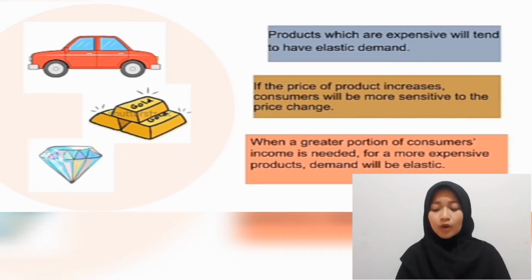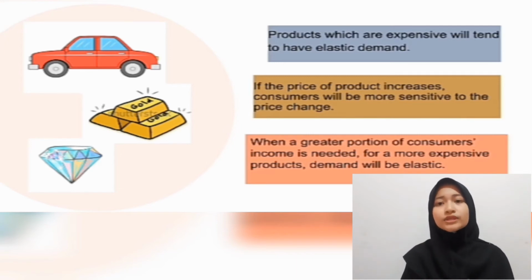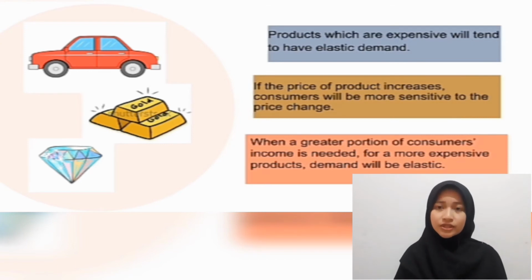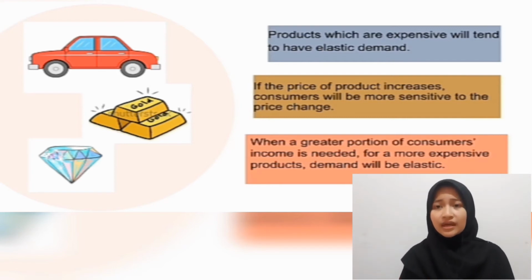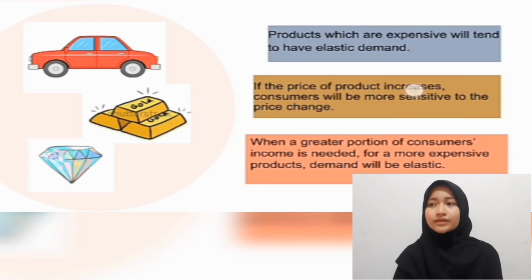For example, when the good is already expensive, such as a Perodua car which costs RM72K, and it increases by 10%, it will give a big impact to the consumers as it affects the consumer's income. People are unable to buy the product because it is more expensive than before. That's all from me. Thank you.